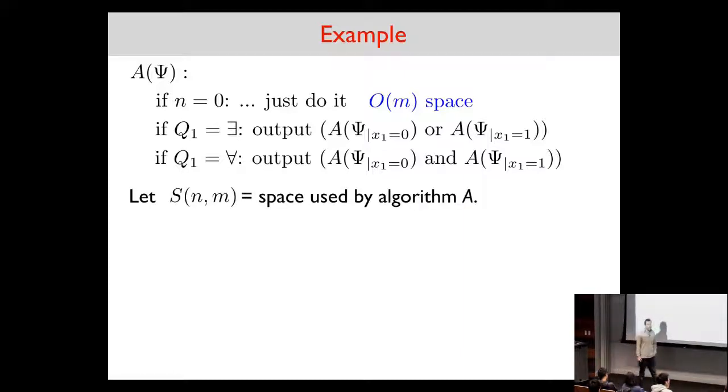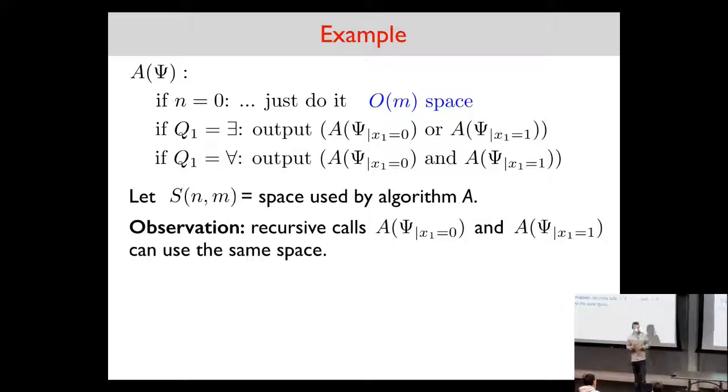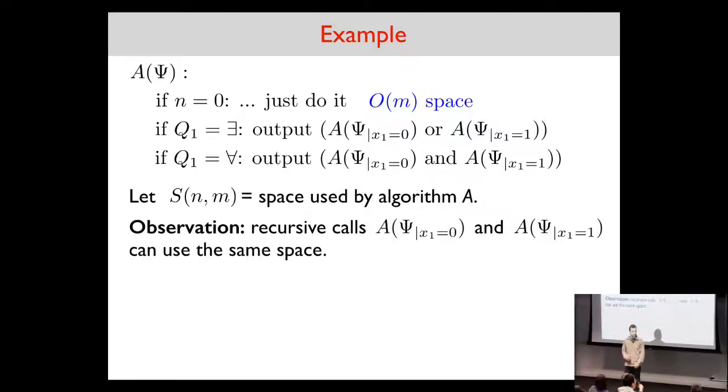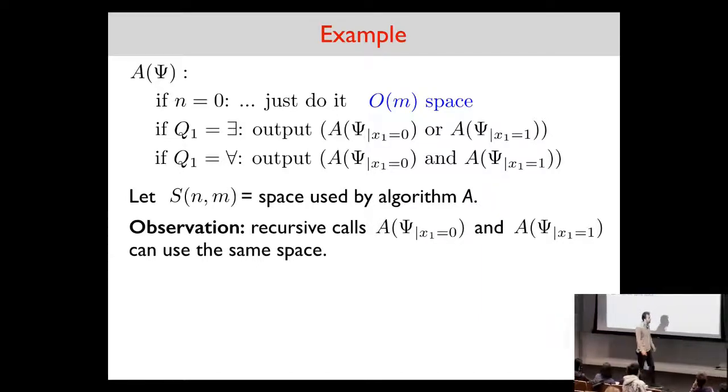So let's denote by S(n, m) the space used by algorithm A. Now here's the important observation. These 2 recursive calls that we're making can use the same space. You can compute the first recursive call, which uses some space, and you get an answer, 0 or 1, true or false. You store that answer, 1 bit of information, and then all the space you used for the first recursive call, you can reuse for the second recursive call. So that's the advantage of space.